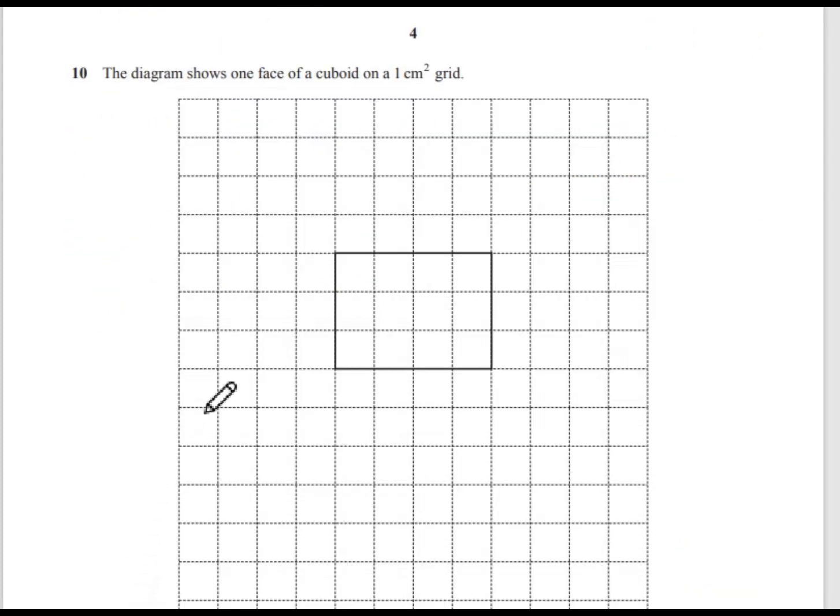For question 10, it says the diagram shows one face of a cuboid on a 1 centimeter square grid. A 1 centimeter square grid means each of these boxes is 1 centimeter by 1 centimeter. That means the horizontal is 1 centimeter, the vertical is 1 centimeter. Each of these is 1 centimeter long, and there are 4 here, so this is 4 centimeters, while this is 3 centimeters.